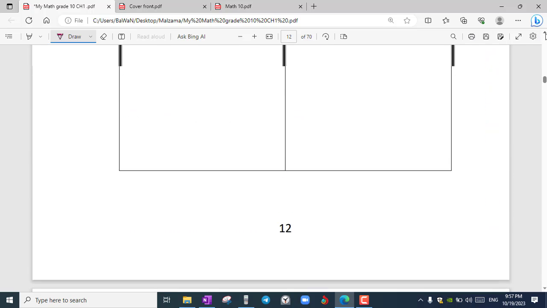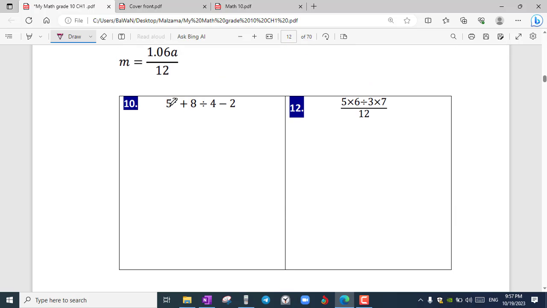Question 10, there is power 2, there is division, there is plus, there is minus. What should I do? According to the order of operations, we should do the power first. 5 squared is 25 plus. I don't say 25 plus 8 because I have another operation that's stronger than plus, which is division. 8 divided by 4 is 2 minus 2.